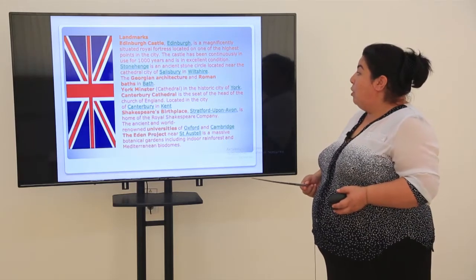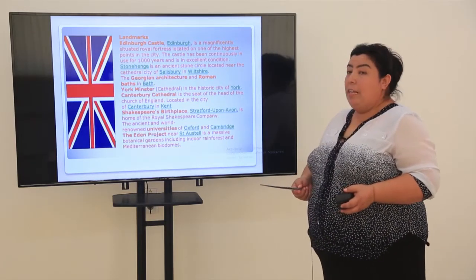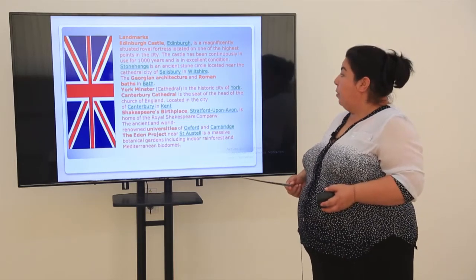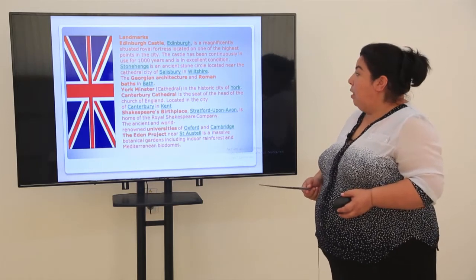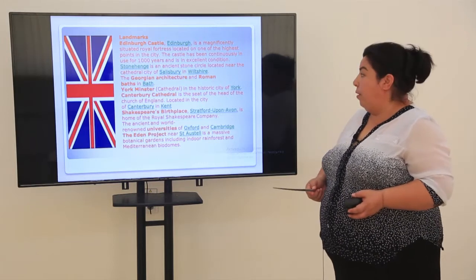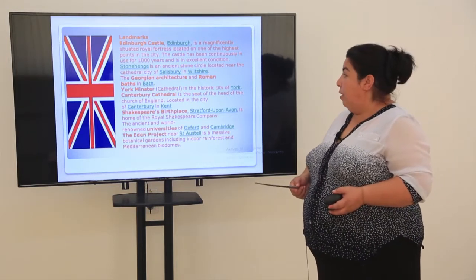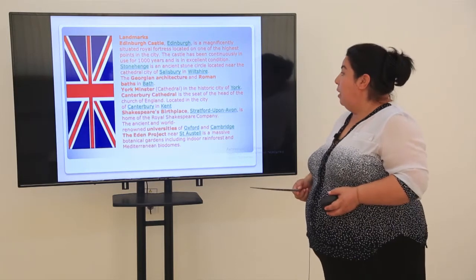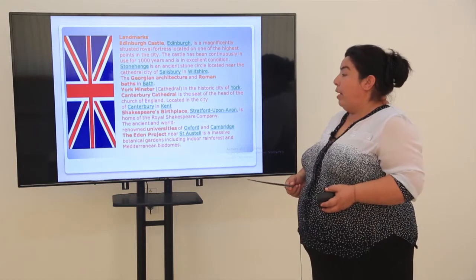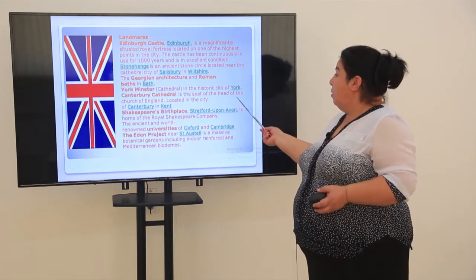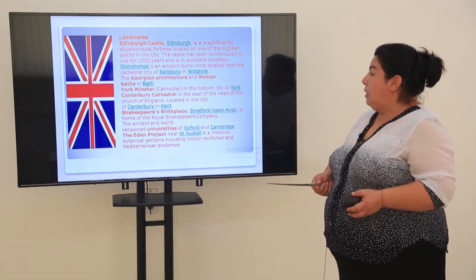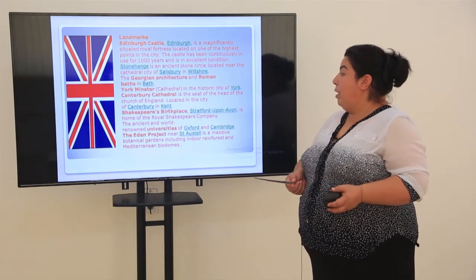Stonehenge is an ancient stone circle located near the cathedral city of Salisbury in Wiltshire. The Georgian architecture and Roman baths in Bath. York Minster, that is, the cathedral in the historic city of York. Canterbury Cathedral is the seat of the head of the Church of England. It is located in the city of Canterbury in Kent.